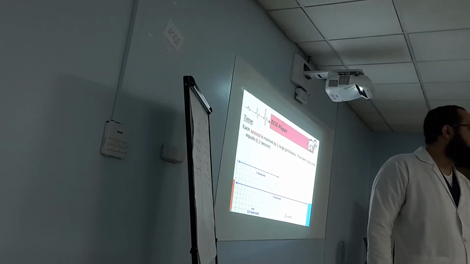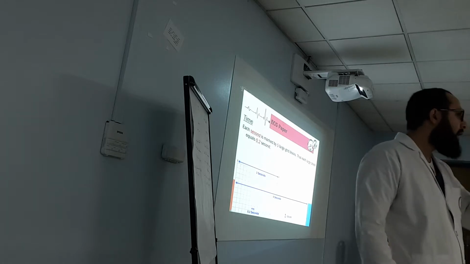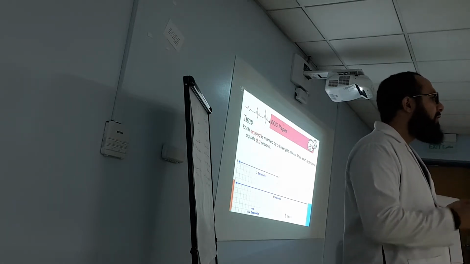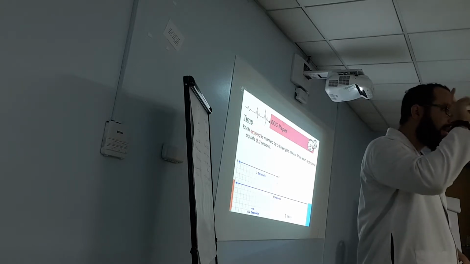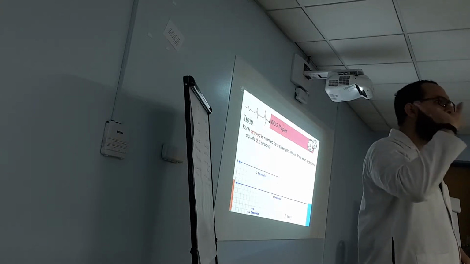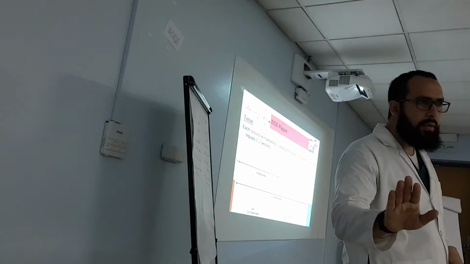How much is this produced? 0.2. Okay? Because I said 5 large squares in 1 second. So how many seconds in 1 large square? 0.2. Okay? You get it now?